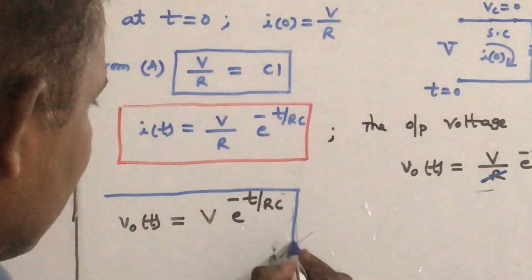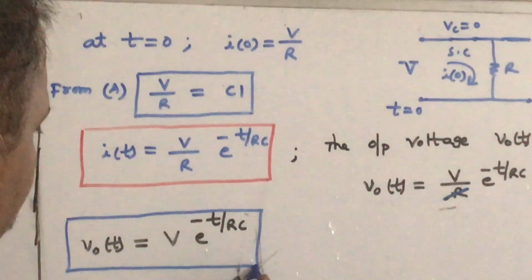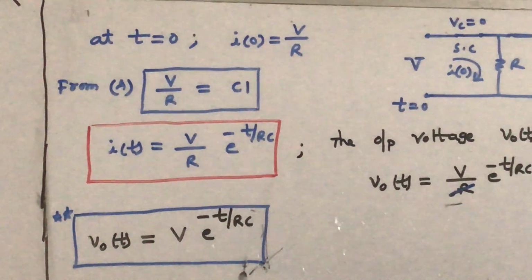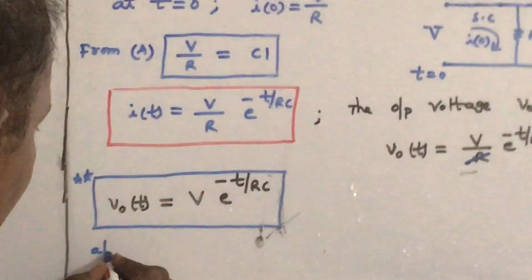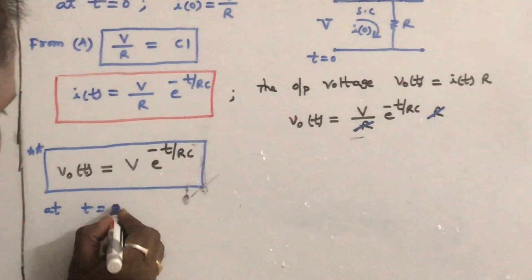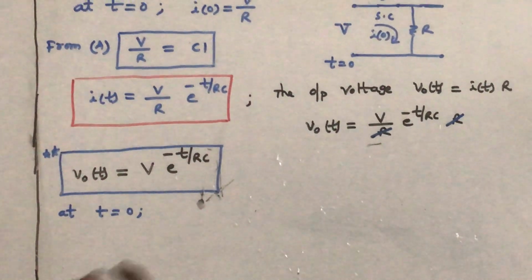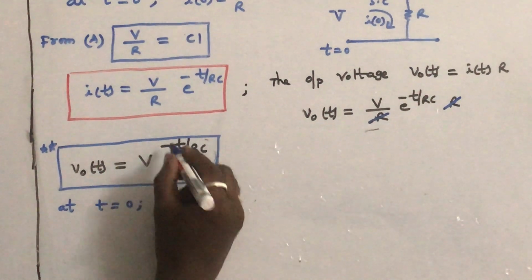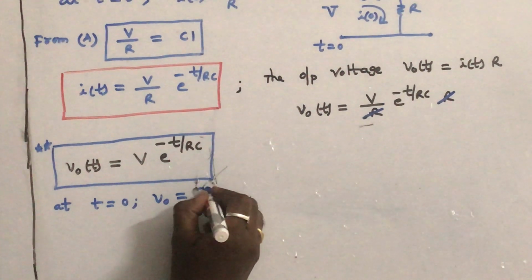A very important expression. Let us draw this. As explained earlier, at t is equal to 0, e power 0 is equal to 1, so the output voltage is V.